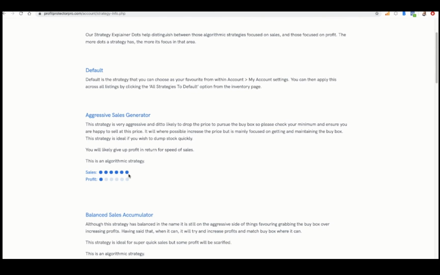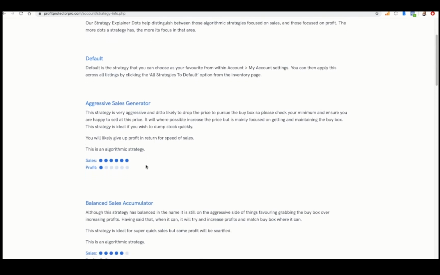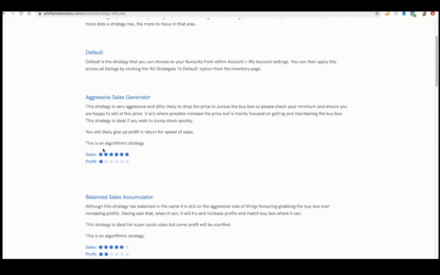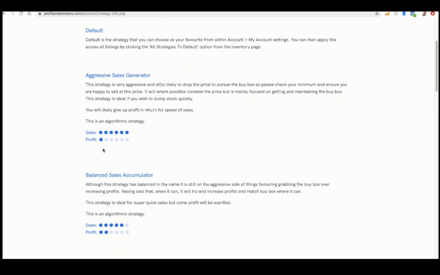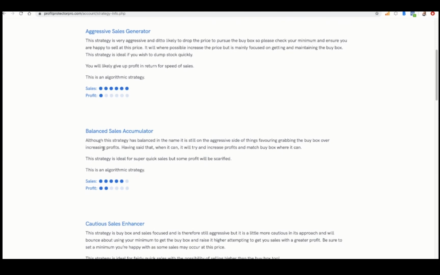But you need to be happy with your minimum, so make sure you do that. So that's the aggressive one. So that's what you need if you want to dump stock quickly. You know, that's seriously aggressive. Okay, so then you've got your balanced sales accumulator.